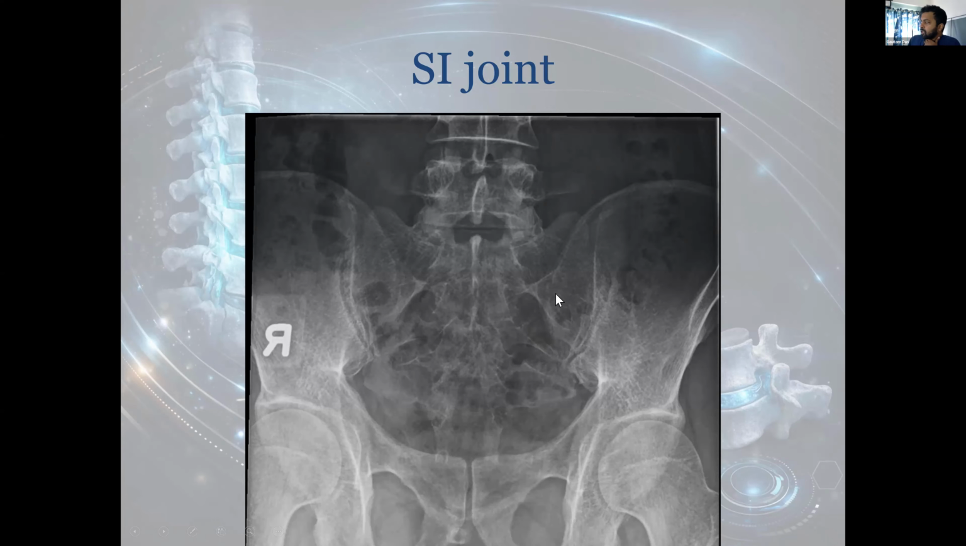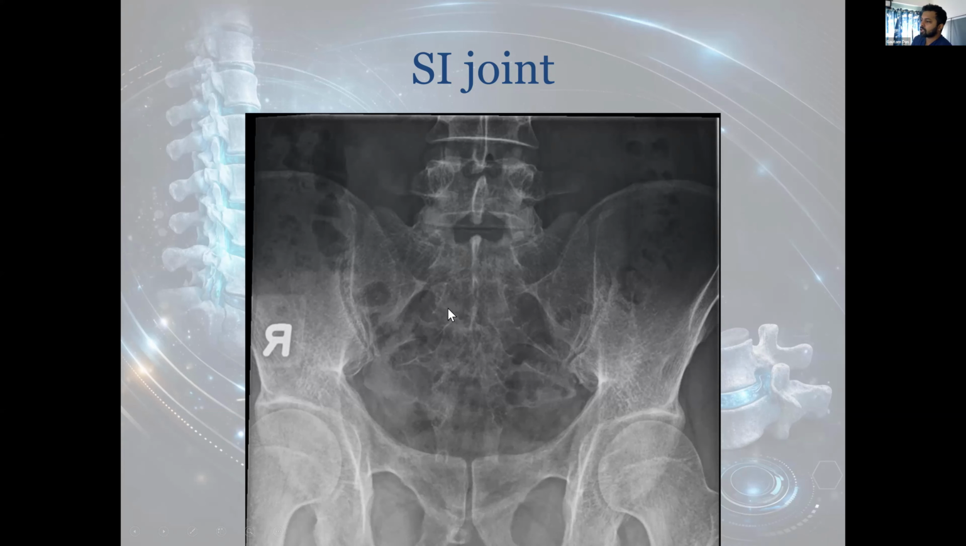Next is the SI joint. This is an X-ray image, AP image. The SI joint is useful to see any acute changes and chronic changes also. Here you can see the two joint lines are nicely visible, and there is not much sclerosis and erosion. This is how a normal looking SI joint appears.